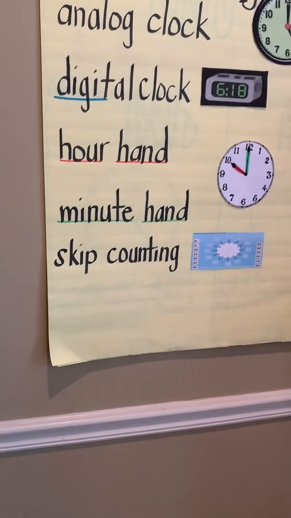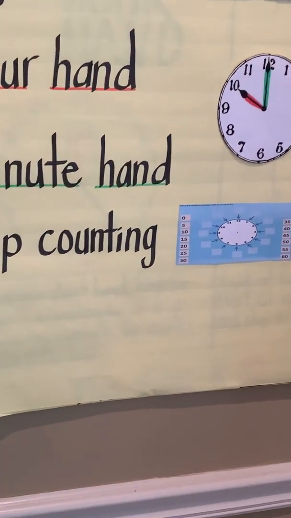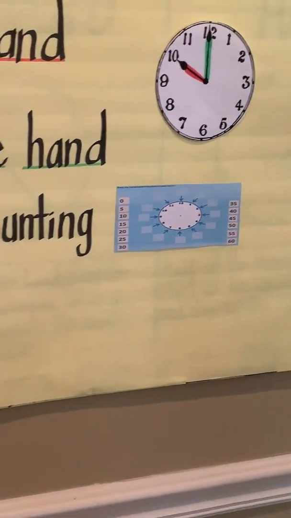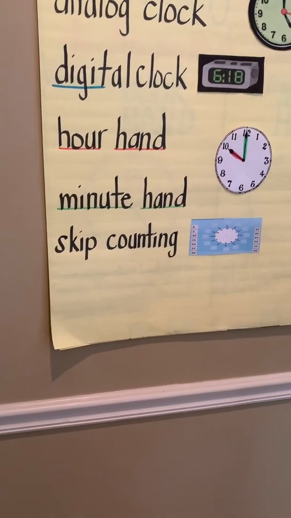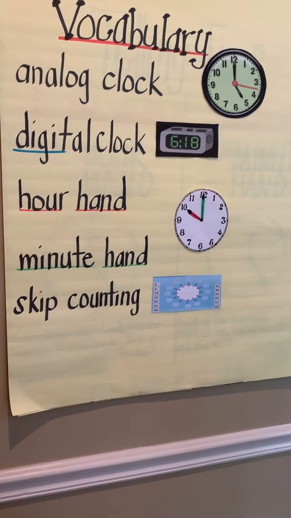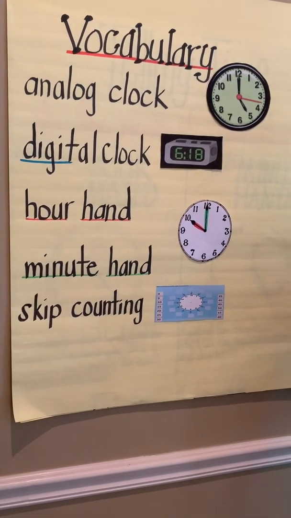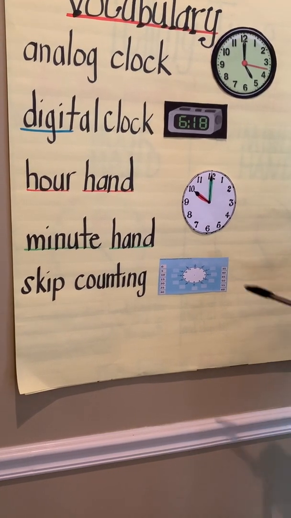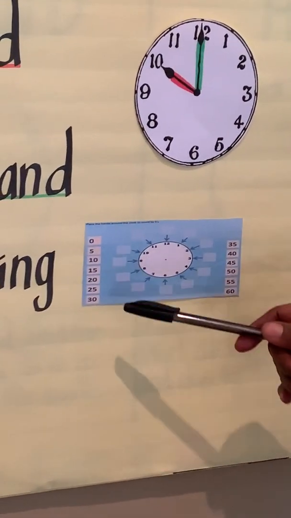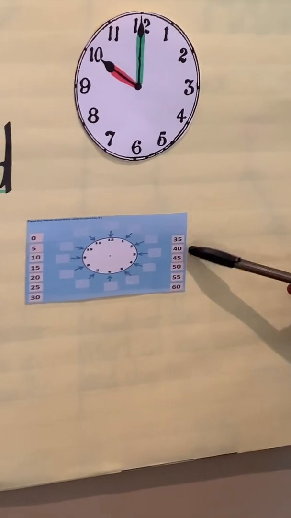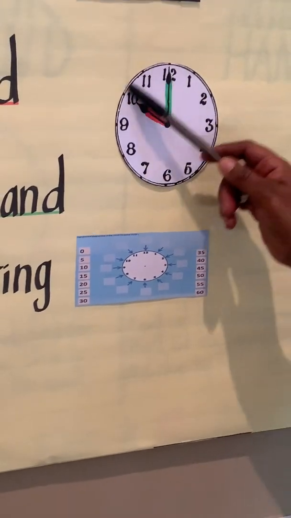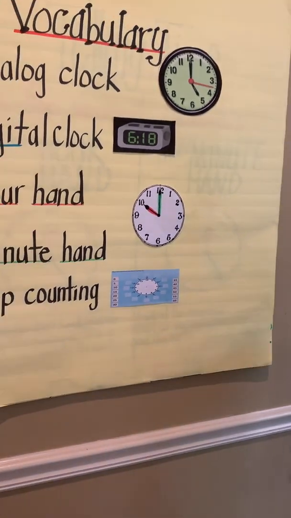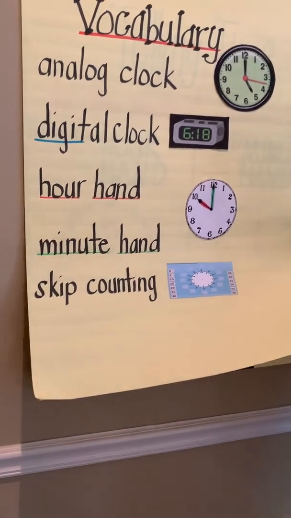I wonder if someone can tell me, what do I mean by skip counting? And how does it relate to telling time? You are absolutely correct. When we skip count while telling time, we take our 5, 10, 15, 20, 25, 30, 35, 40, and so on, and we relate it to the minutes of the clock. And we'll discuss that when we start actually telling our time. So those are our vocabulary words.